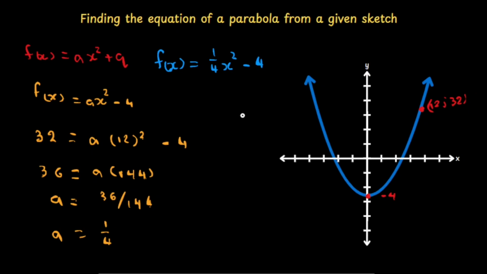Another thing that I can do, just to make this formula a bit neater, is to say f of x is equal to x squared over 4 minus 4. And there you have it. It's that simple. Now moving on to the next part of this video, we will be looking at sketching a parabola from a given equation.